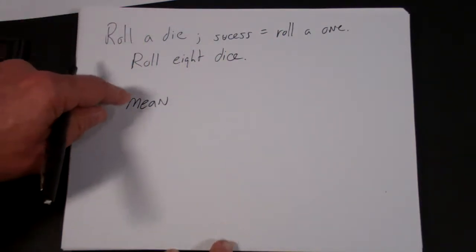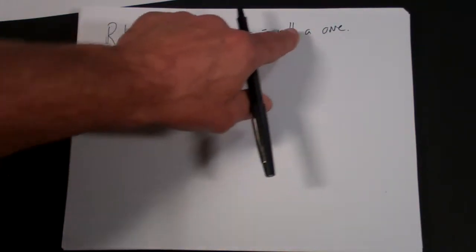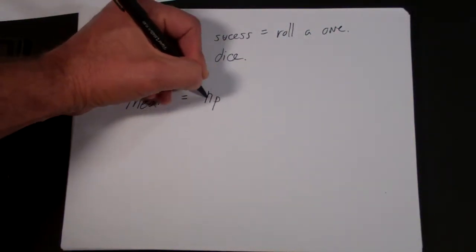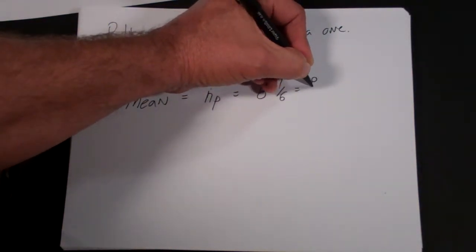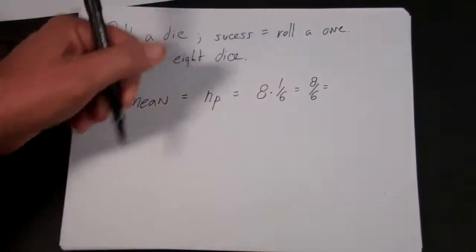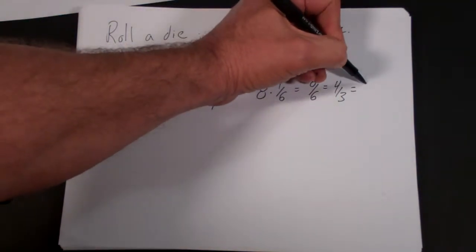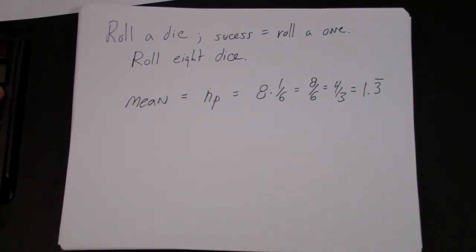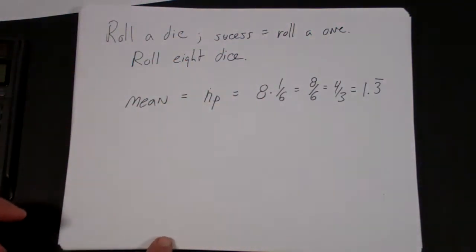The mean would be defined conceptually as, if we roll 8 dice, how many 1s would we expect on average? And the formula would just be n times p. n is 8, and p is 1/6, so it's just 8 over 6. Or another way to say that would be 4 over 3. You usually like to do this as a decimal, so it'd be 1.3 repeating. So about 1 1/3 ones is what you'd expect out of 8 dice.